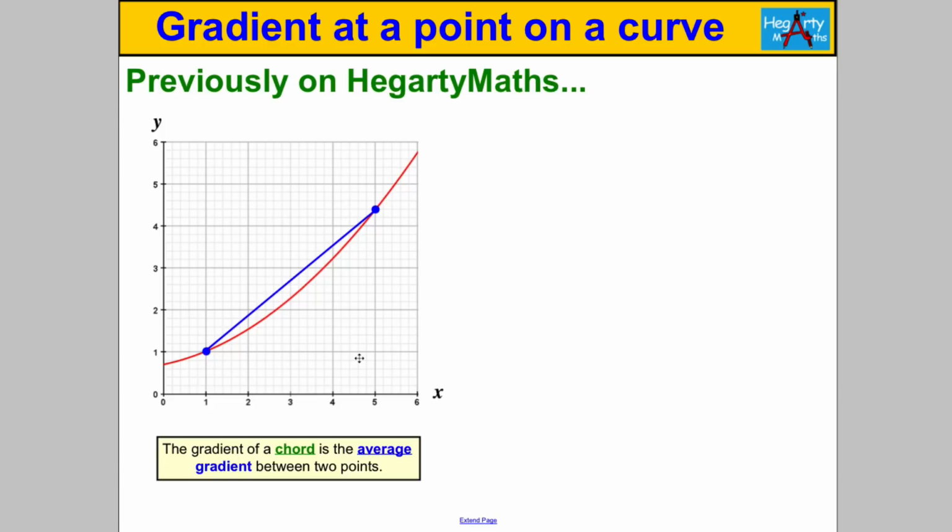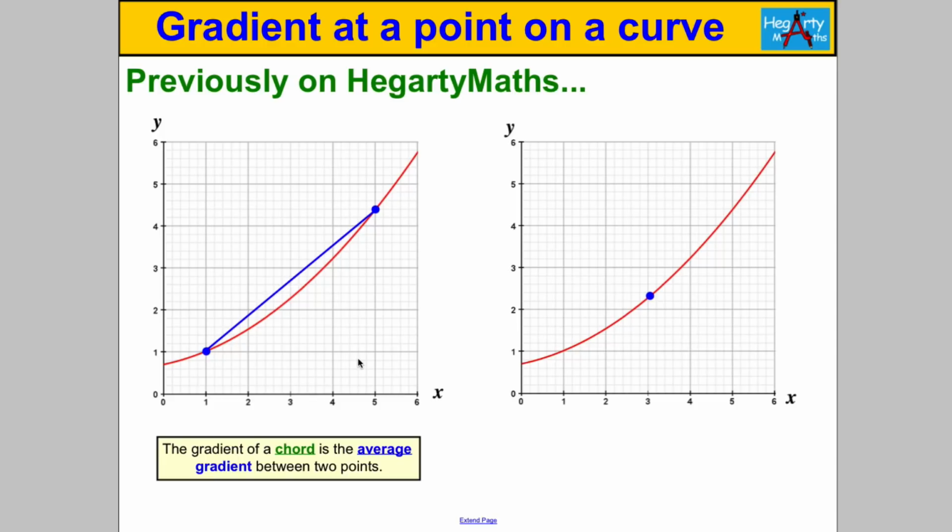But we want to be a bit more precise in this particular lesson, and we want to try and work out the gradient at a point. Not the average gradient between 2 points on a curve, but the actual gradient at a point on a curve. So in the second picture I've got here, I've got a point on that curve and I want the gradient at that very precise point. So we're going to try and think about how we might do this. I'll come back to how we do this in a second, but let's just start with some terminology and definitions.